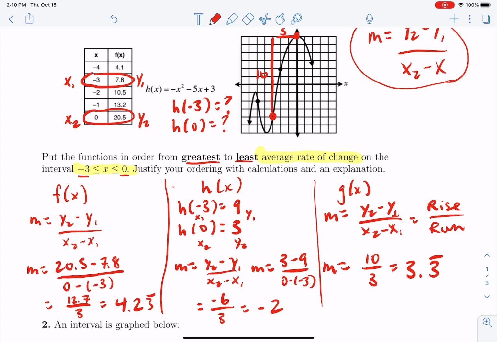Okay, so now we're actually not done because we need to order them from greatest to least. So from greatest to least, here are my 3 average rates of change. The greatest one is f of x, and that is greater than, well, let's do it as a sentence.